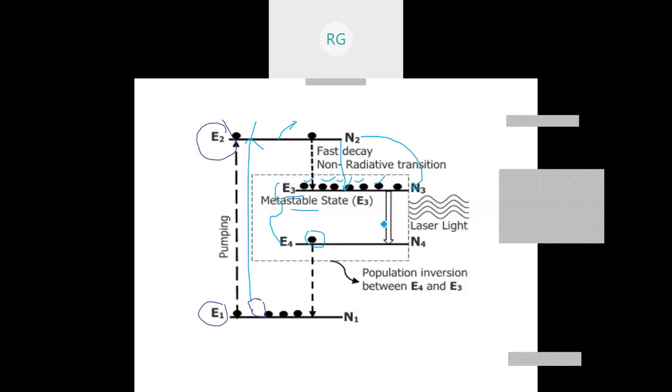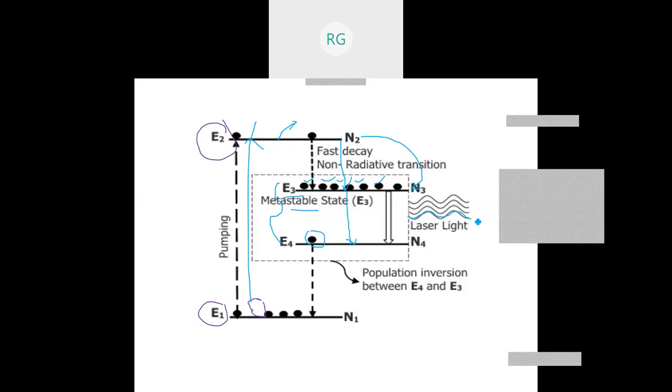But when you are coming from E3 to E4, the energy difference is large. Therefore, when the atom is falling, it loses its energy in the form of radiation. That radiation will be in the form of a laser.